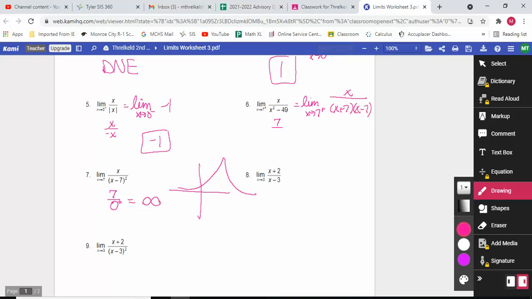Okay, 7 plus 7 is 14 times, okay, 7 minus 7 is going to 0. But if I'm approaching from the right, I'm putting in something bigger than 0. So it's approaching 0 from the positive side. Is everybody with me?